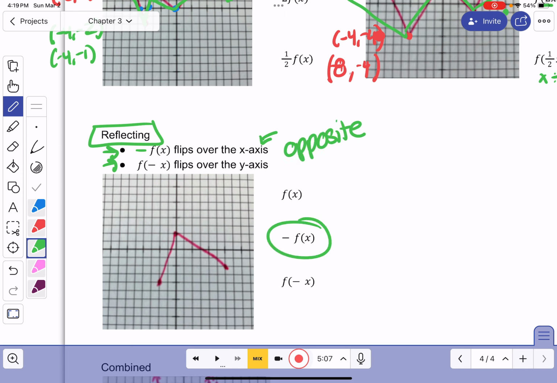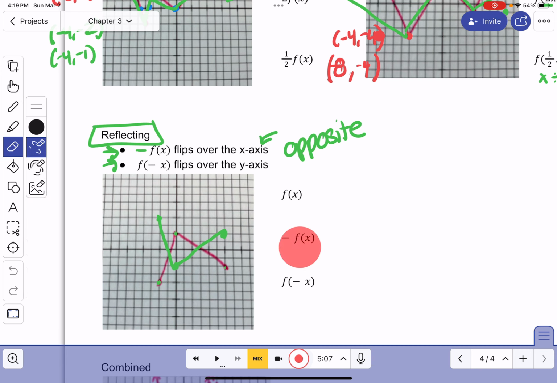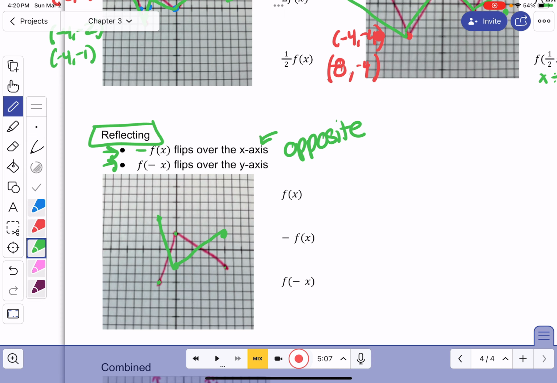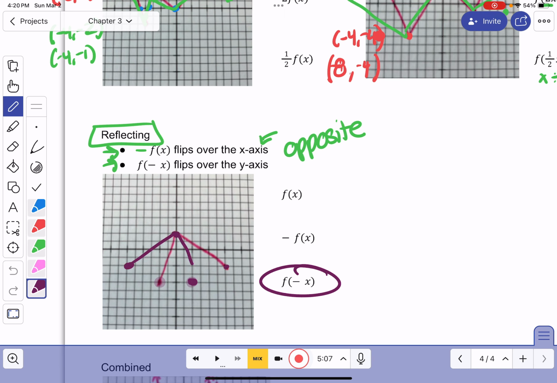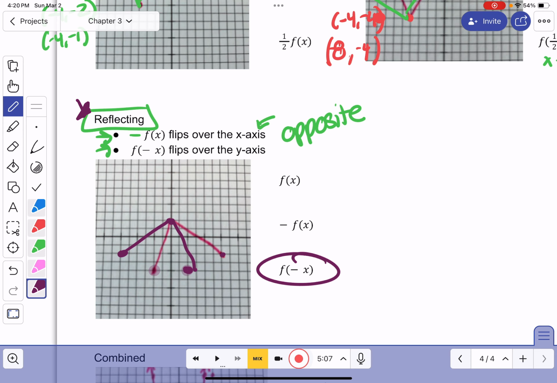So here it says the y is negative. So we're going to flip it over the x-axis. So positive 2 becomes negative 2. Negative 4 becomes positive 4. Negative 2 becomes positive 2. And we flip that shape. If we do it over the y-axis, it's negative on the inside. So negative 2 becomes positive 2. Positive 6 becomes negative 6. And that one will stay because it's 0. So that one flips over the y-axis. Again, some people think about this differently. Some people treat it just like the stretching. That's up to you.